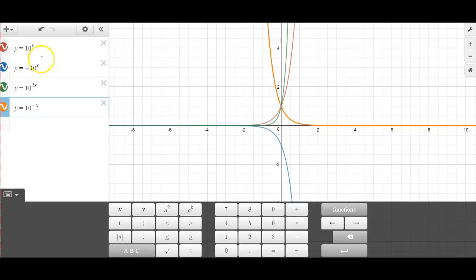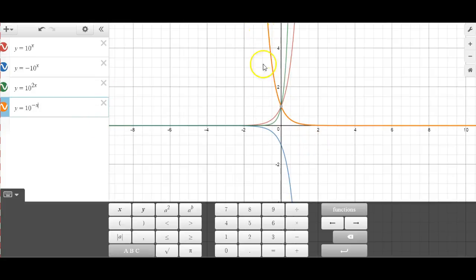So let's remember that when it was a negative base number, we had a reflection in the x-axis, and when the power became negative, we got a reflection of our line in the y-axis, still going through the point 0, 1 there. So that is kind of cool.